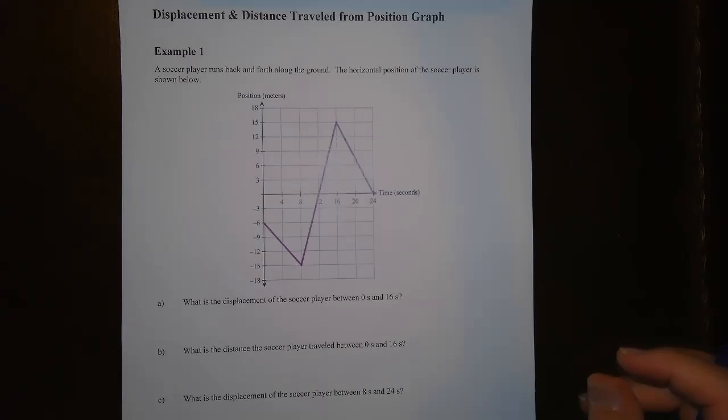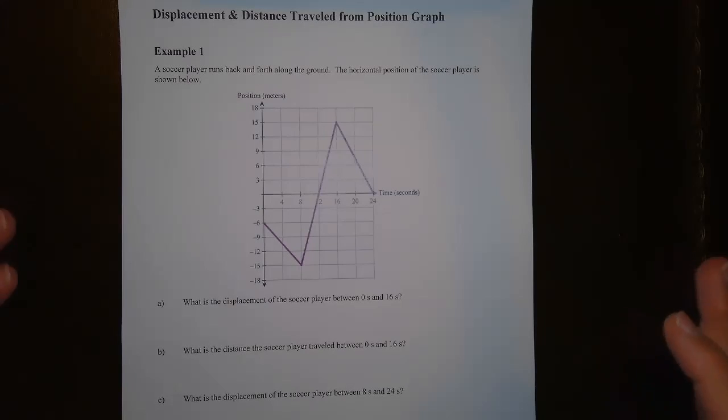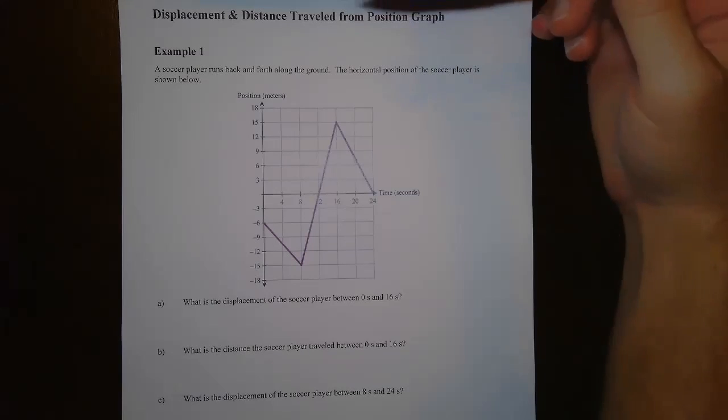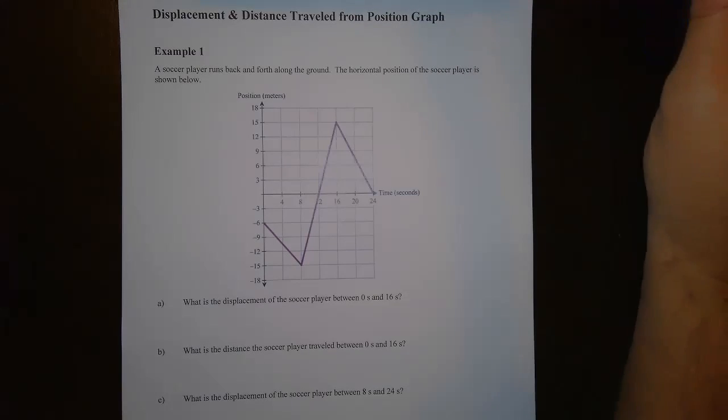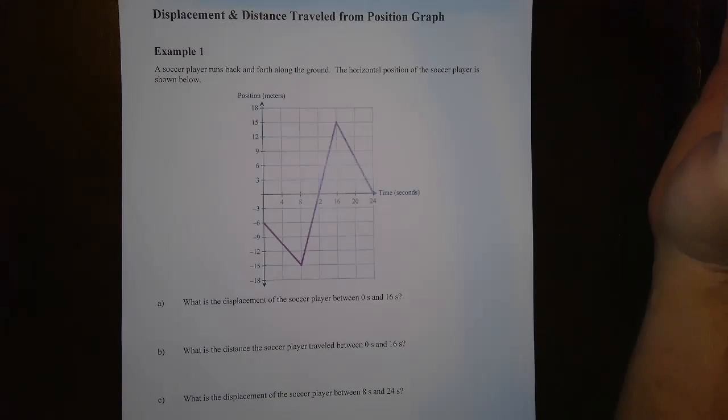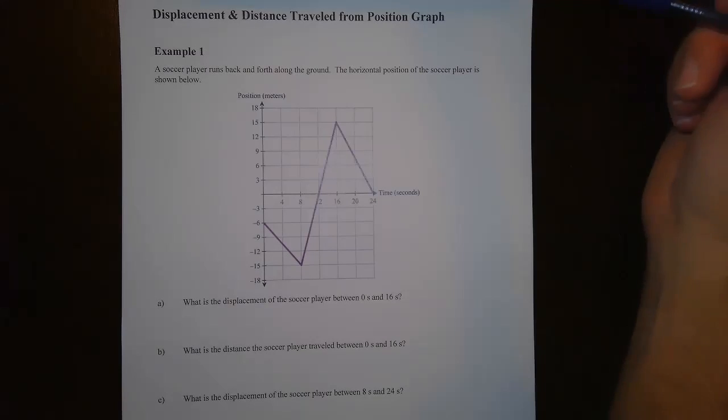So today what we're going to talk about is distance or displacement and distance traveled, but this time we're going to get our information from a graph, okay? So here we go. A soccer player runs back and forth along the ground. The horizontal position of the soccer player is shown below. So you can think of the soccer player as literally going left and right if you're in the stands watching the soccer game, okay?